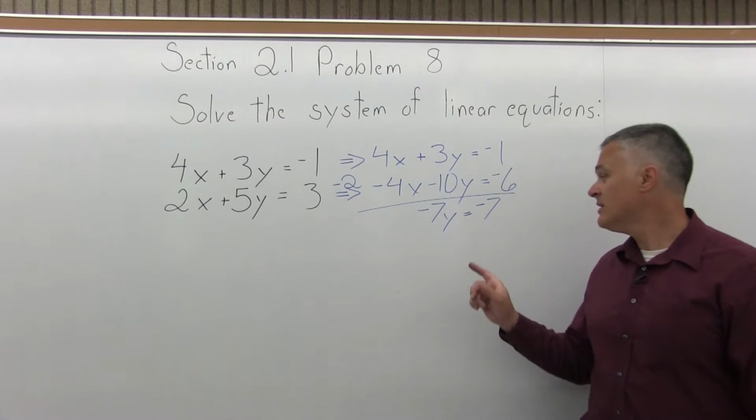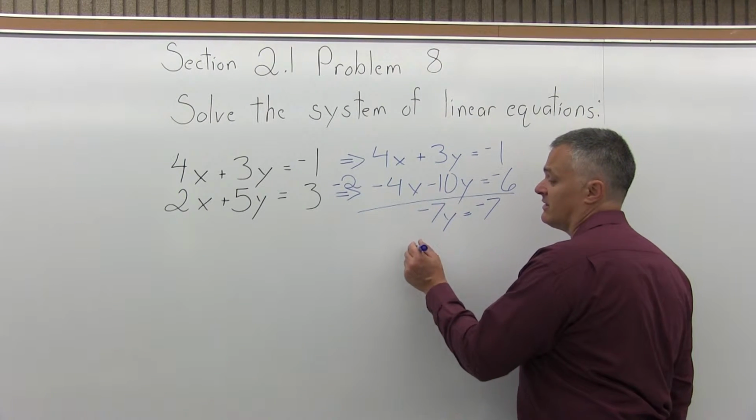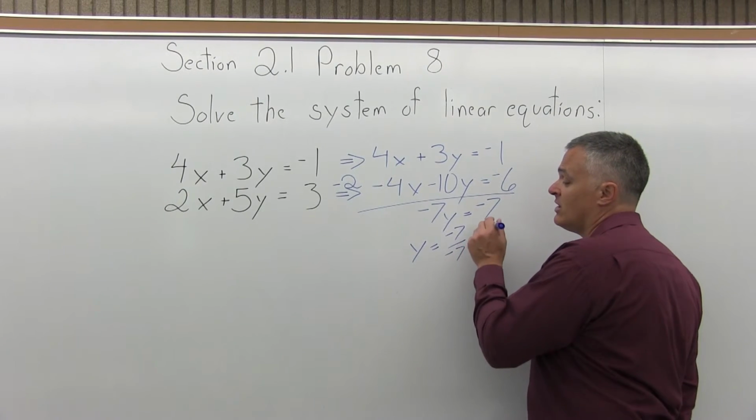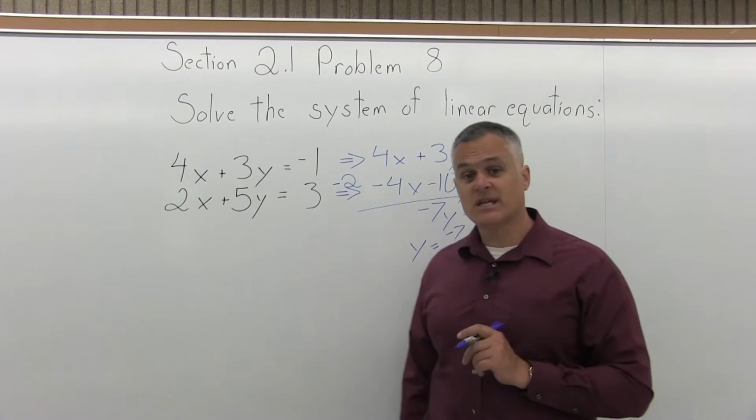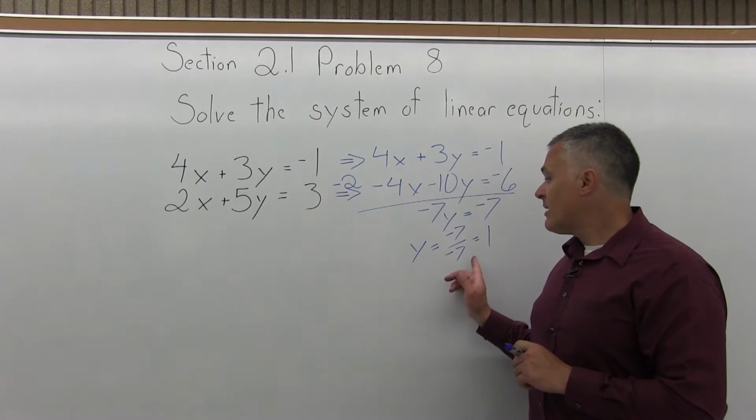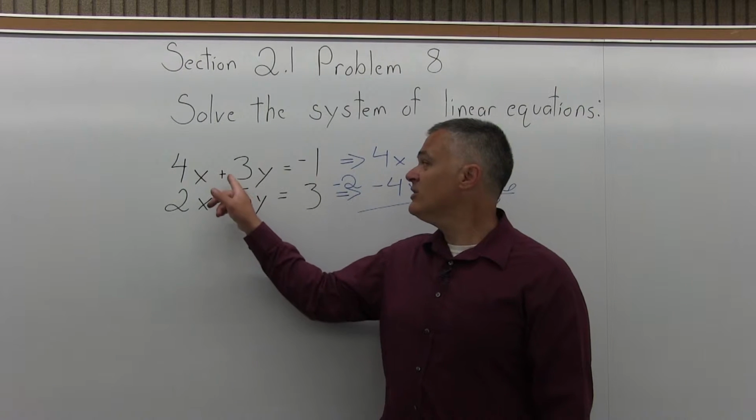Step 3 is solve for the remaining variable. So divide out the negative 7. I'll have y equals negative 7 divided by negative 7, which gives me 1. The 7's cancel, the negatives cancel. Y equals positive 1.